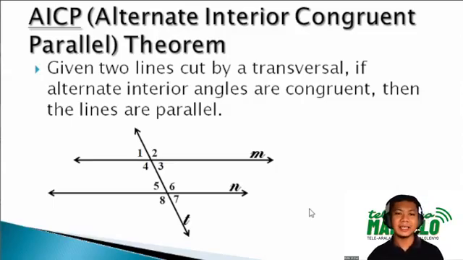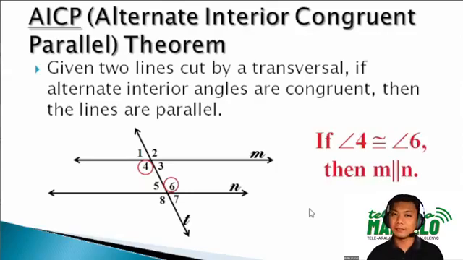Let us identify alternate interior angles. Okay, so we have angles 4 and 6. We can now conclude that if angle 4 is congruent to angle 6, then line M is parallel to line N. There you go. Since angle 4 is congruent to angle 6, which are considered alternate interior angles of two lines cut by a transversal, therefore those lines are parallel, in which in this case we are using line M and line N.